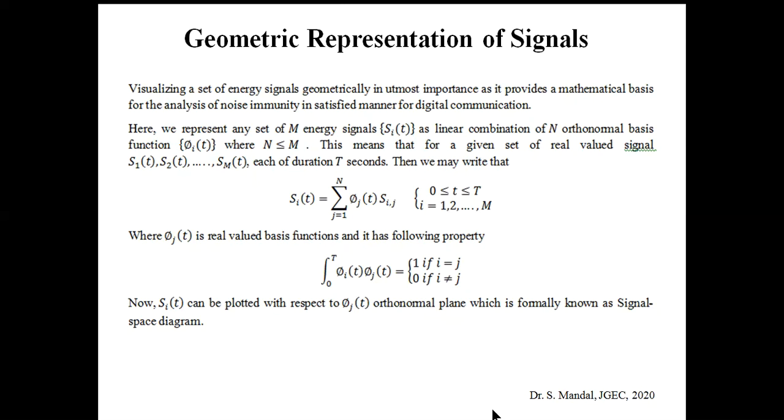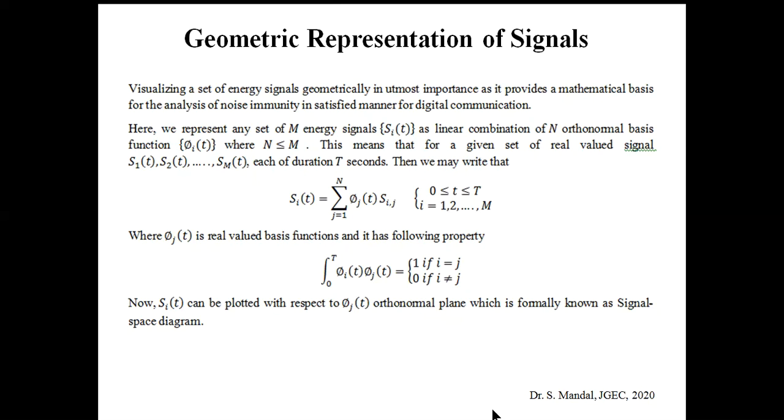This means for a given set of real valued signals like s_1(t), s_2(t), up to s_M(t), which have a duration of T seconds, we can write the original signal s_i(t) as the summation from j equal to 1 to N of s_ij multiplied by phi_j(t), where the s_ij are different symbols, t ranges from 0 to T, and i is from 1 to M. So what is phi_j? Phi_j is the real valued basis function, and it has the following property: the integration of phi_i(t) and phi_j(t) will be 1 if i equals j, and else it will be 0. Now s_i(t) can be plotted with respect to the phi_j orthonormal plane, which is formally known as the signal space diagram.